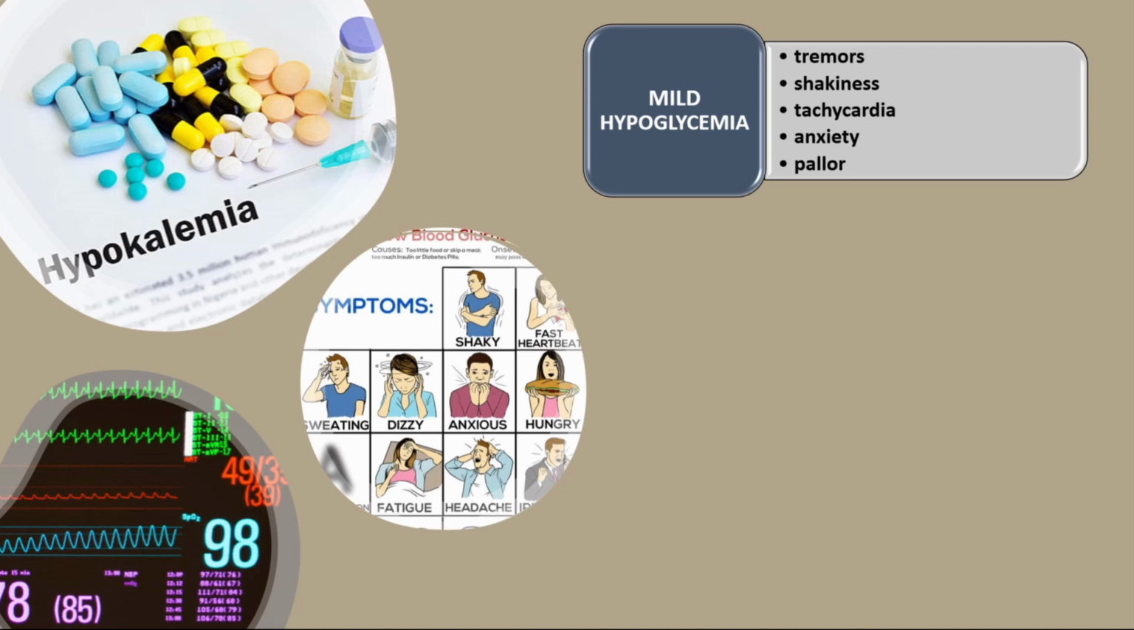Sa mild hypoglycemia, you can expect these following symptoms: tremors, shakiness, tachycardia, meaning more than normal. Our normal pulse rate is what? 80 to 100, meaning above 100. You have your anxiety and pallor. That's for your mild hypoglycemia. Signs of your mild hypoglycemia.